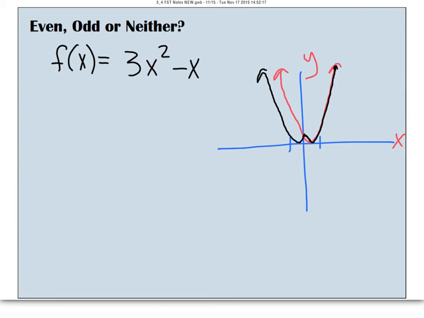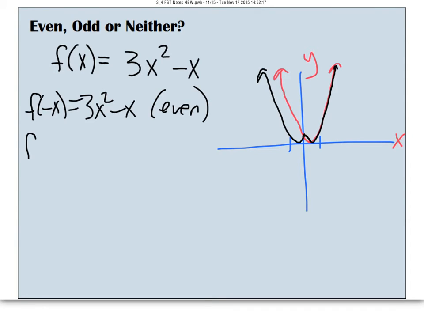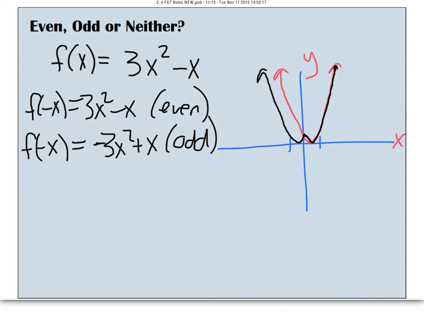And here's what I'm looking for. When I put the negative x in, if it comes back again to be the original, then that would say even. If when I put the negative x in, I get the opposite of it, so everything changes, so that would be a negative sign, this would be a plus sign, then it would be odd. If I get a combination thereof, where it's like negative and negative, then it's neither. So let's do the test.